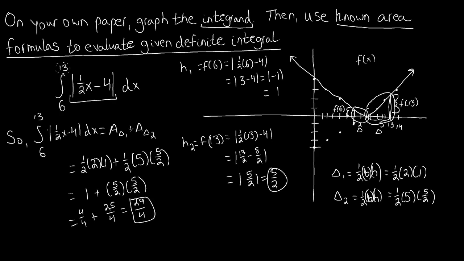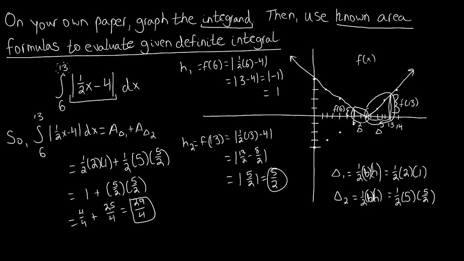So our definite integral from 6 to 13 of this integrand evaluates to 29 over 4, and we found that by saying that this definite integral is given by the area of our first triangle plus the area of our second triangle. So we found the area under the curve of the absolute value of 1/2 x minus 4 from 6 to 13 by breaking the area between the curve and the x-axis into two different triangles, finding their areas, and adding them together.